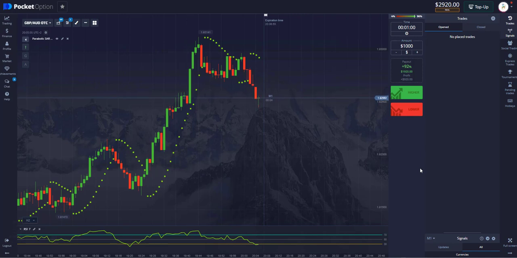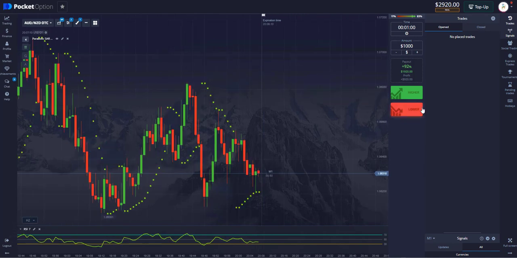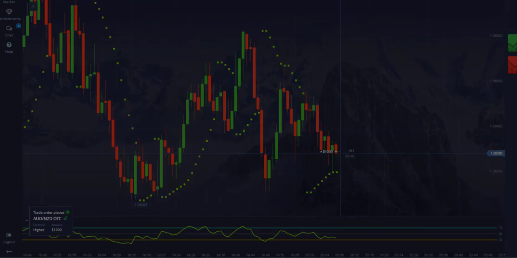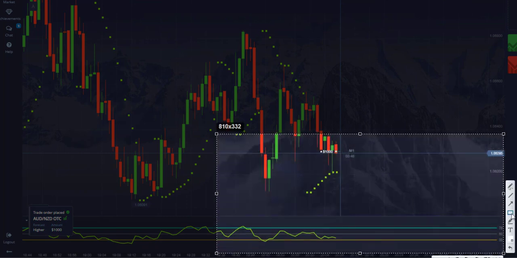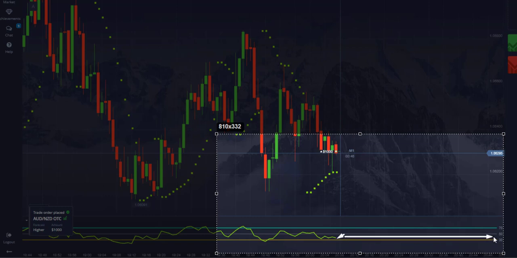Great, and now I'm looking for another good moment. Here we have a good moment. We look at the RSI indicator. It is between the 30 line and the 50 line. This is somewhat good because it is not below 30.